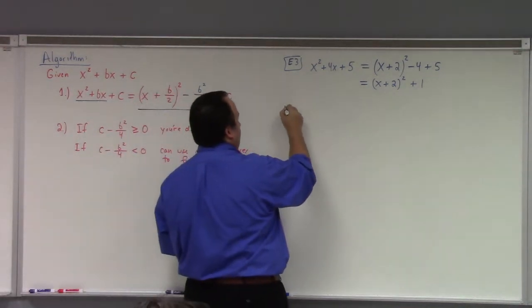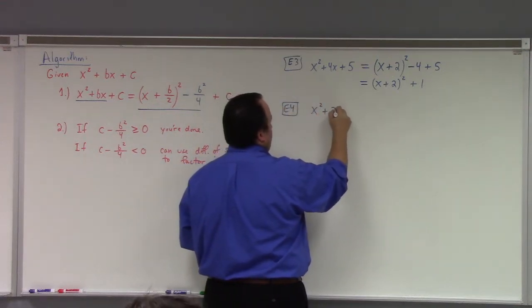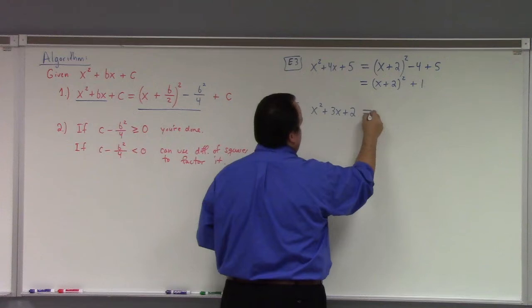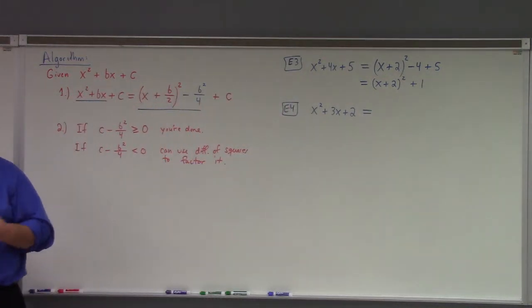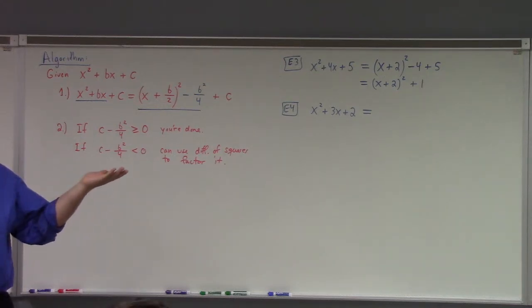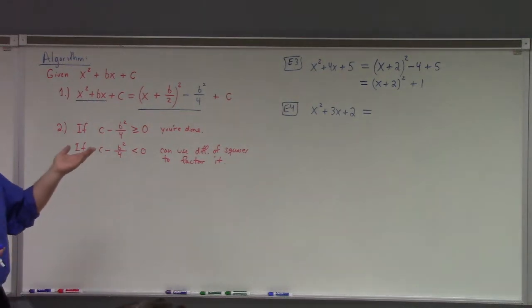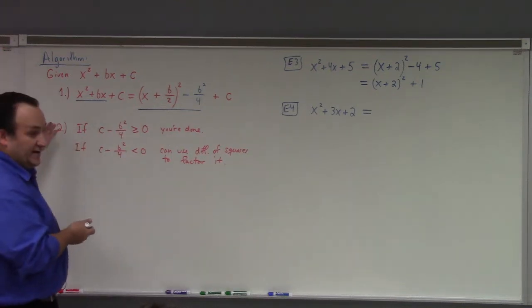Let's look at a different one. What if I had x squared plus 3x plus 2? Now we did this one last time, I think. I usually do this one. And of course, this is easy to factor, right? You guys can do it, right? This one? What is it? It's x plus 1 times what? x plus 2, right? But let me show you how it goes with the algorithm.